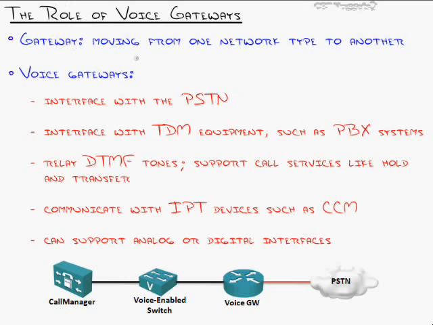Well, voice gateways move data from one network type to another, meaning we're moving typically from a voice over IP network down here into a network like the PSTN, to where this voice gateway gives us an interface to the PSTN. It might give us an interface to TDM equipment, the time division multiplexing equipment, like a PBX system or a key system. So maybe we have a network that's kind of a hybrid. We've got a small little voice over IP segment over here, and then we have a gateway that's linking it to the PBX system, and we're communicating between these two different styles.